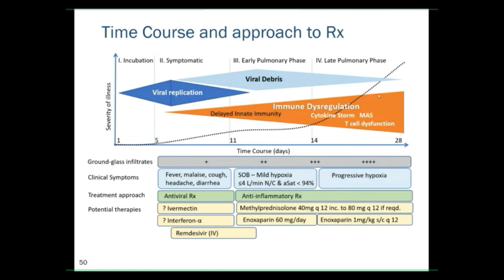Secondly, once patients have transitioned into the pulmonary phase, they have this enormous immune dysregulation with profound cytokine storm. The antiviral therapy is going to be a complete waste of time. What you need is potent anti-inflammatory therapy together with anticoagulation. So you can see why it's so important. It's absolutely critical to distinguish the different phases of the disease, and the treatment is very phase specific.